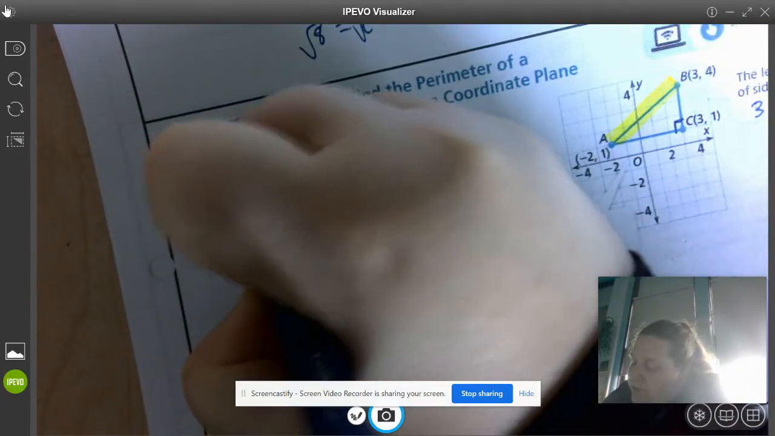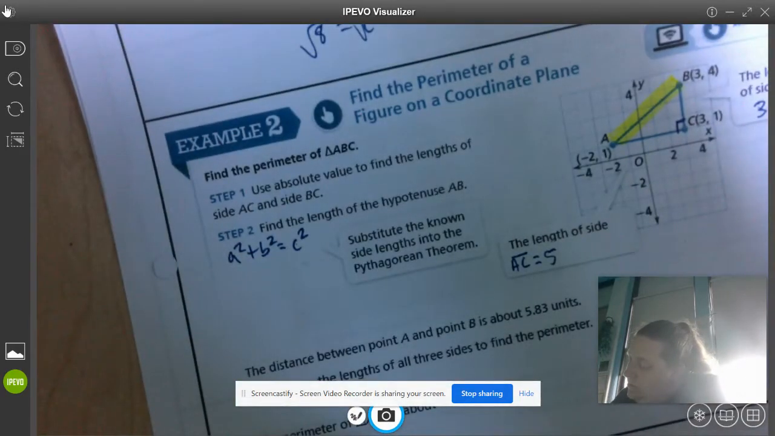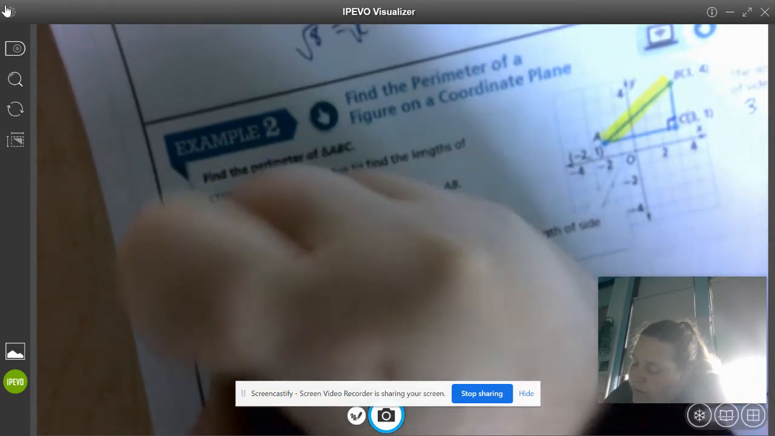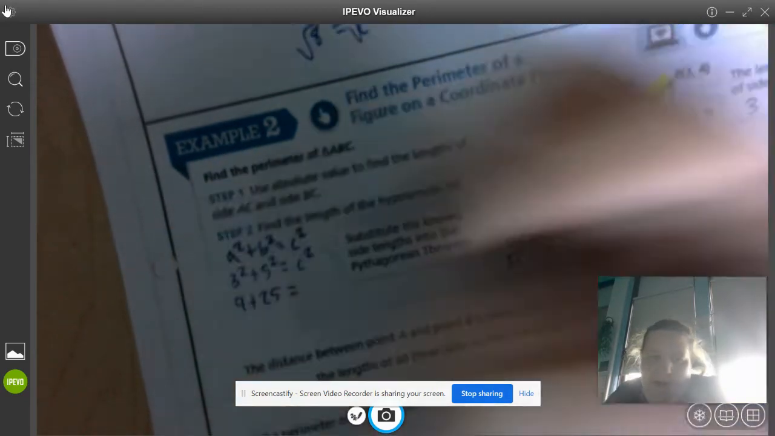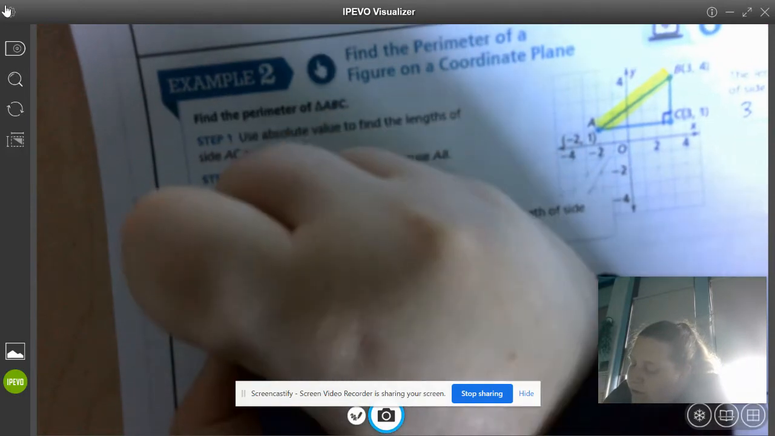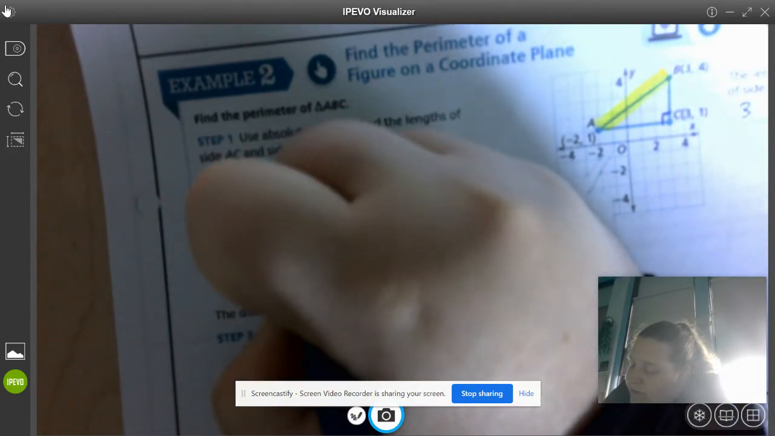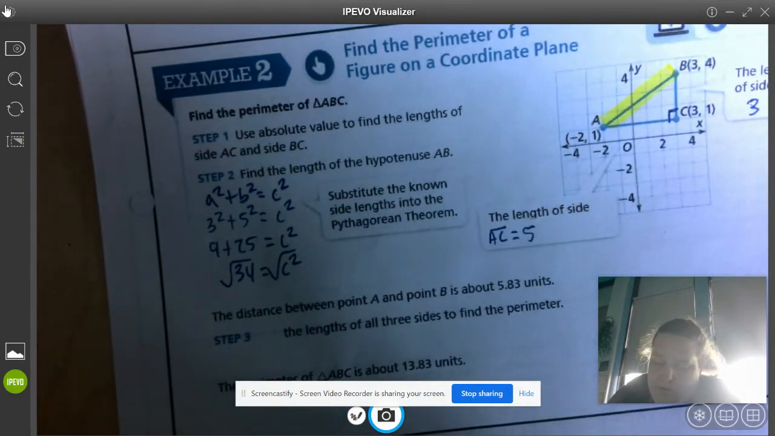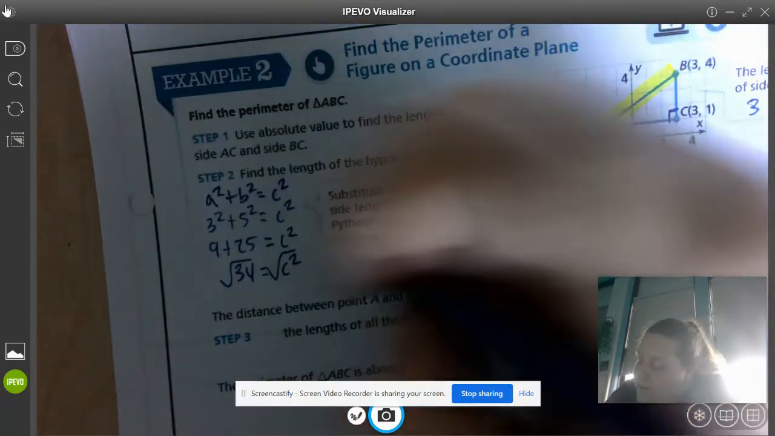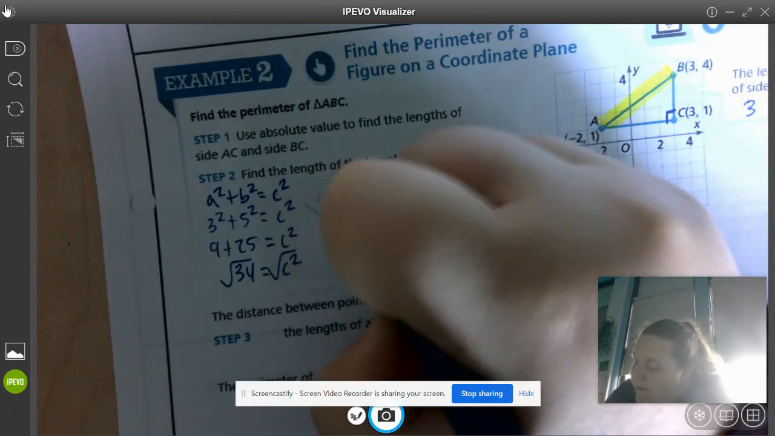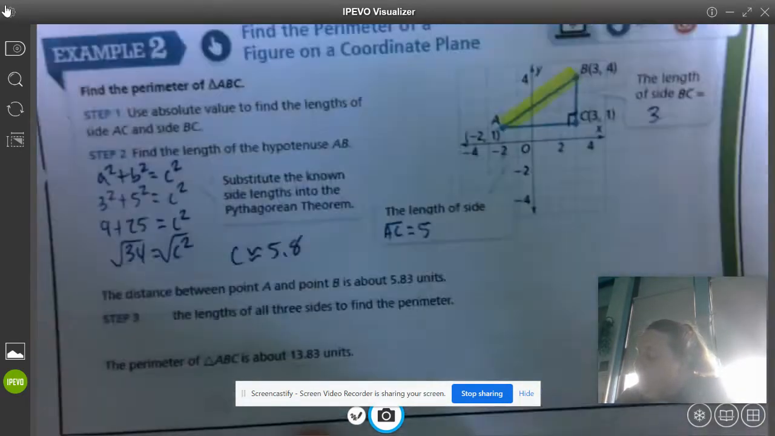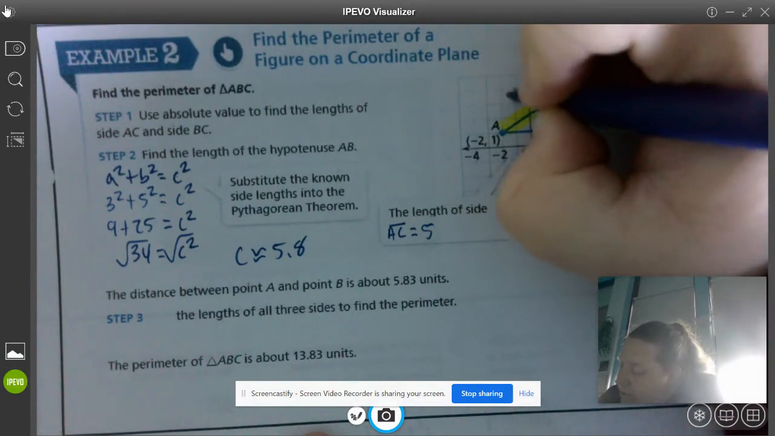a squared plus b squared equals c squared. So 3 squared plus 5 squared equals c squared. 9 plus 25 equals c squared. 34 equals c squared. Take the square root. Round to the nearest tenth. So c is about 5.8 units.